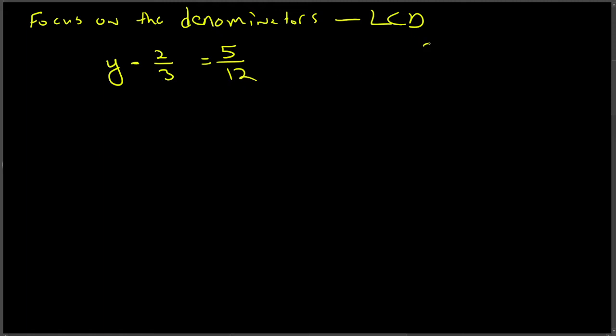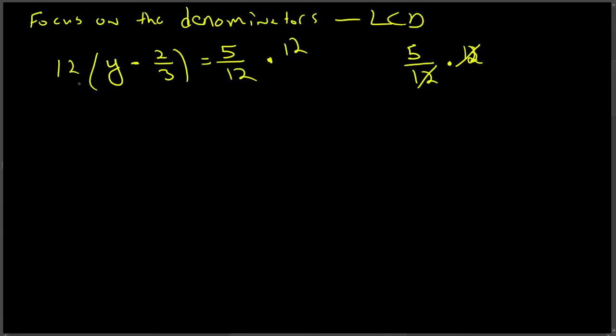Now notice the fraction 5/12. It would be great if I could multiply it by 12, because the 12 would cancel out and I'd just be left with 5. So I'm going to multiply it by 12. That'll clear the fraction. But whatever you do to one side, you have to do to the other. So I'm going to multiply the other side by 12.